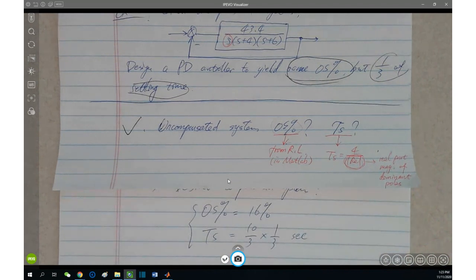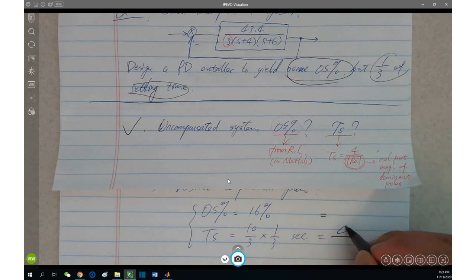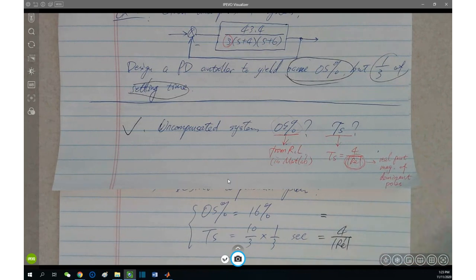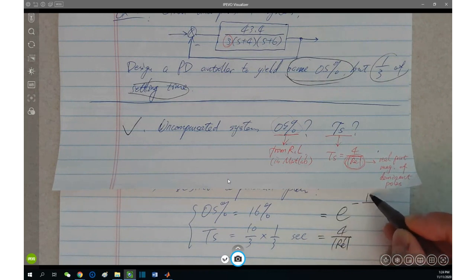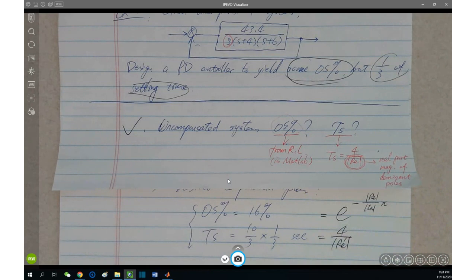Does it make sense? I guess I got one third. That's right. Alex is right too. So these are the two results we can have for now. And never forget they are respectively equal to: 4 over the real part of the new dominant poles, and the overshoot equals the exponential of negative real part divided by imaginary part times pi. Here the real part and imaginary part have a prime to differentiate them from the uncompensated system, because we are now talking about the real part and imaginary part for the compensated system.